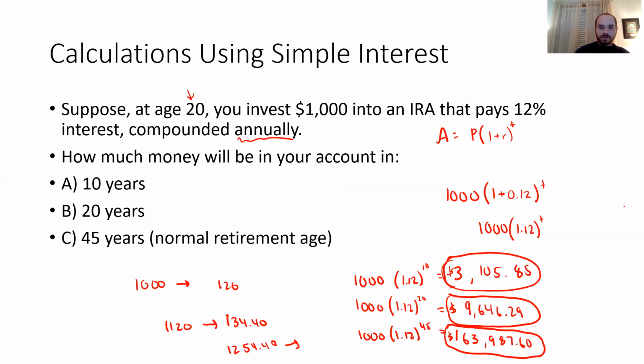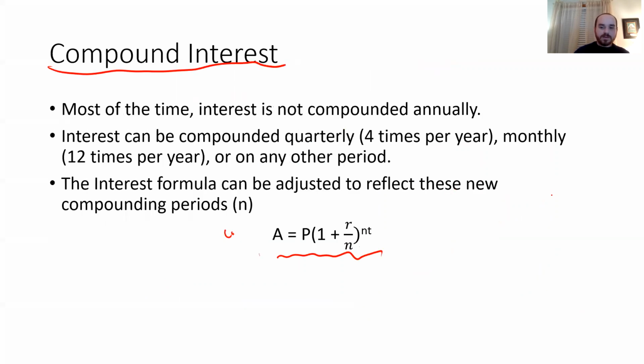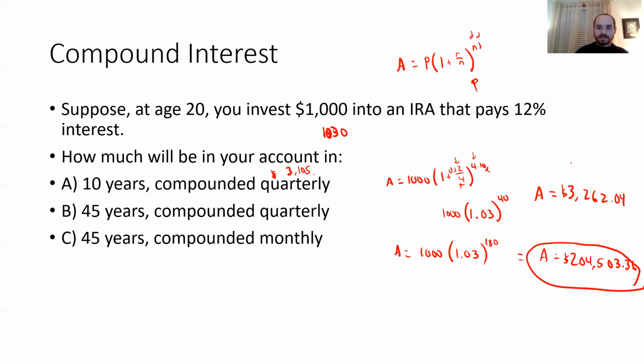Now, just to compare that to our value before, originally we had $163,987.60. So this is like a $40,000 difference, a little bit more than $40,000, just because we compounded it quarterly. Now let's see what happens when we compound it monthly.